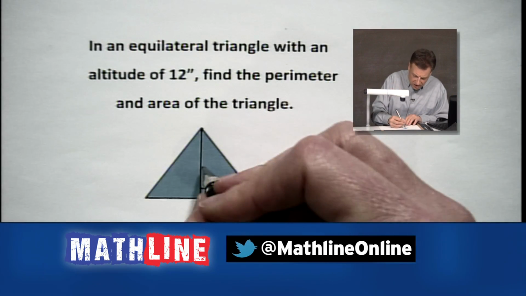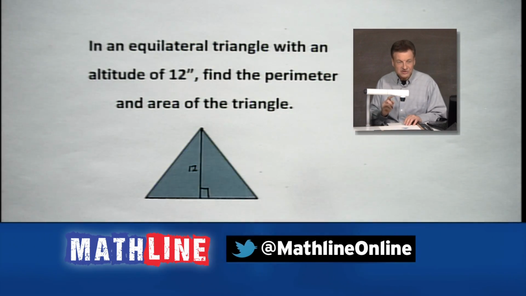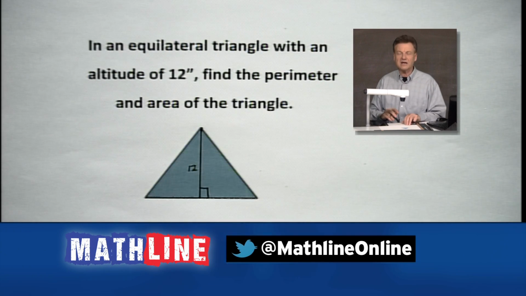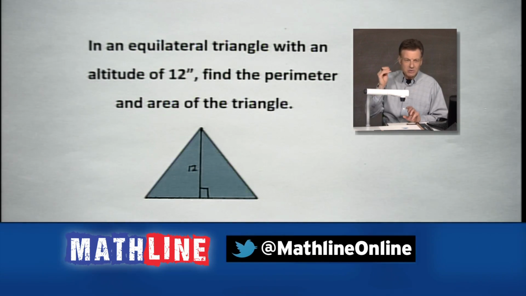So where are we going to go? We're going to put a 12 right here because that's the altitude. I don't know anything else. So we're going to look for perimeter and we're going to look for area. Let's see if I can remember to do both of them, right?